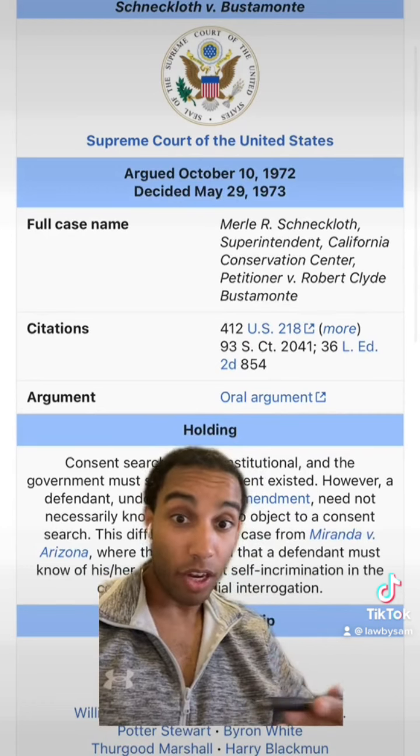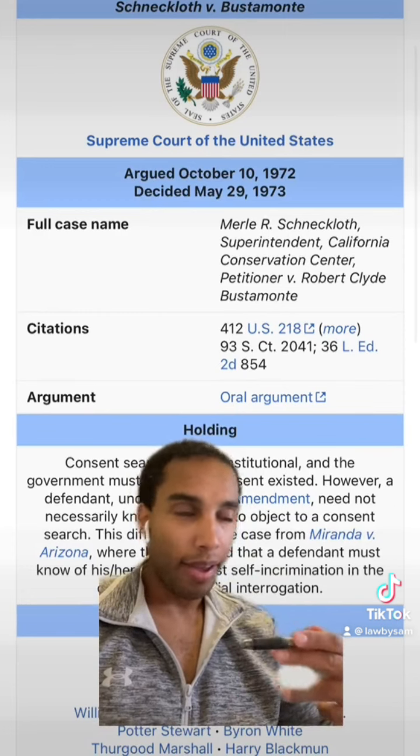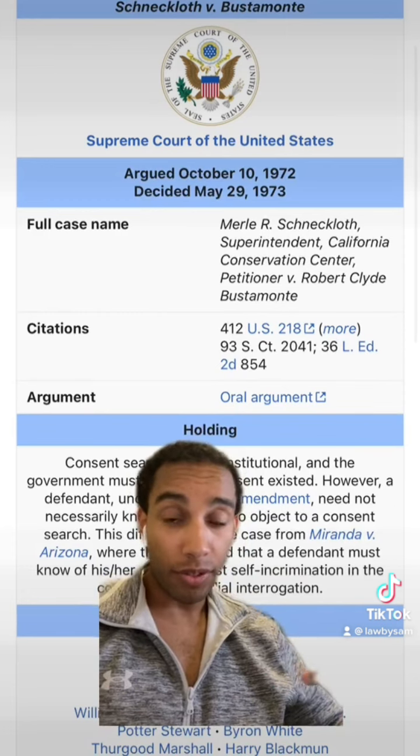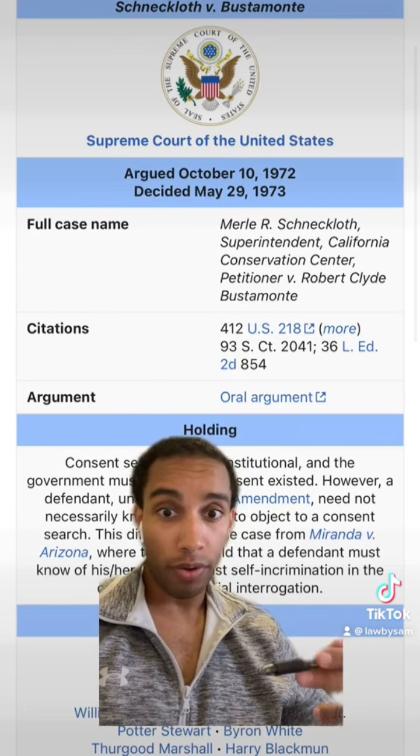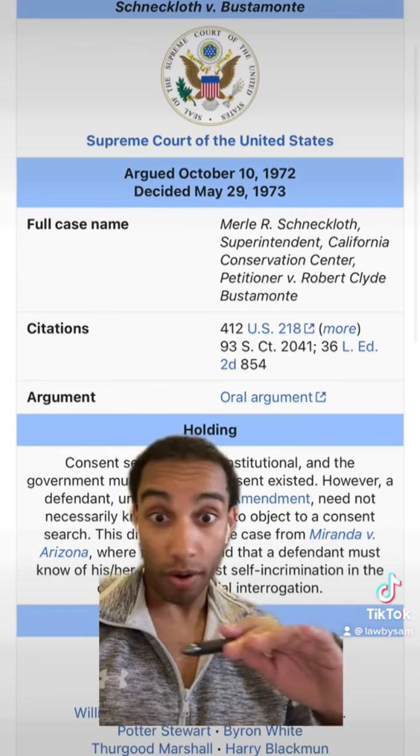Therefore, the main thing to take away from this case, and what I'm trying to tell you, is that giving consent to an officer is an exception to the warrant requirement and the exception to an officer having probable cause to search your car. So if an officer asks to search your car, say no.